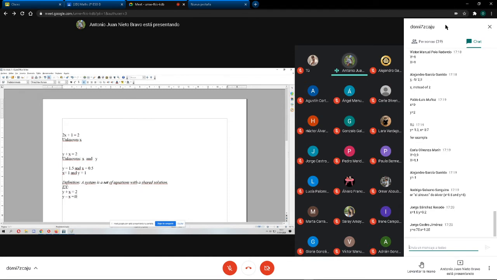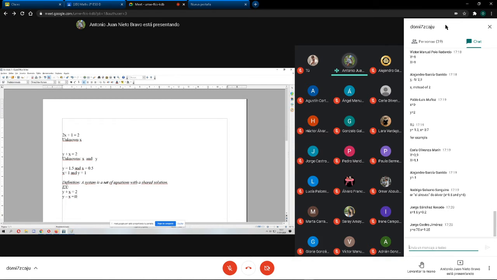So a system is a way to solve several equations at the same time. The solution of the system would be the solution of the first equation that is also the solution of the second equation. Do you understand that idea? Any question about that?